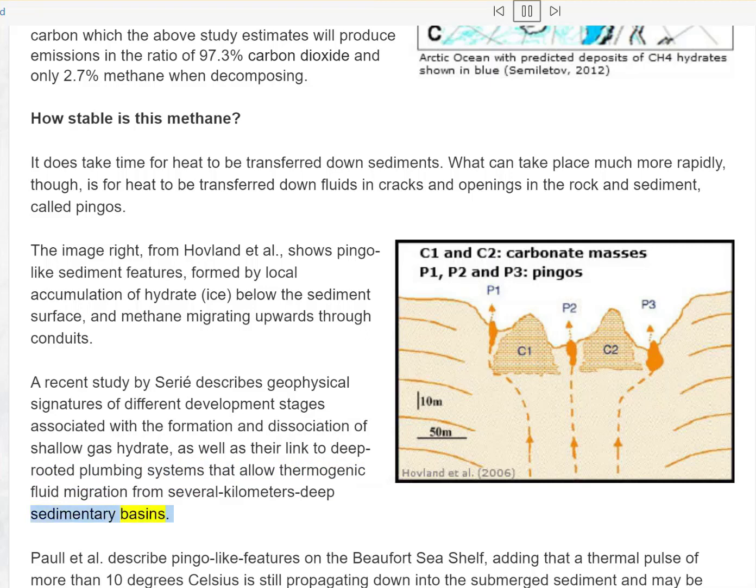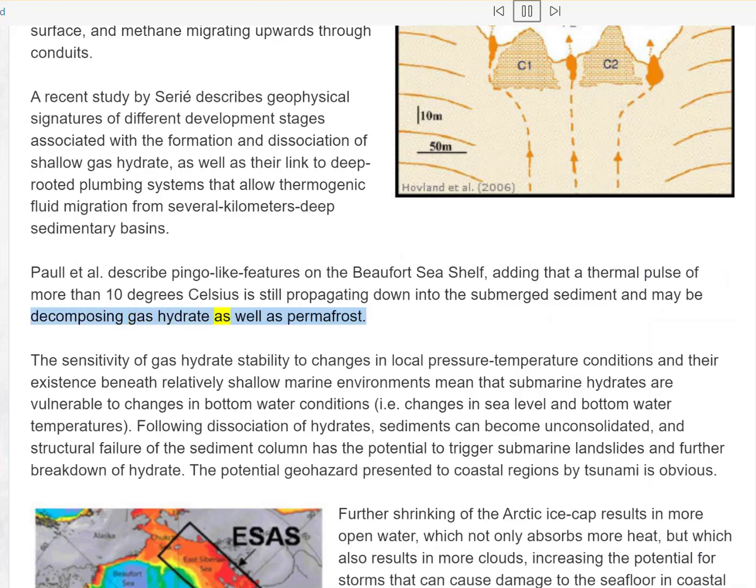Paull et al. describe pingo-like features on the Beaufort Sea shelf, adding that a thermal pulse of more than 10 degrees Celsius is still propagating down into the submerged sediment and may be decomposing gas hydrate as well as permafrost. The sensitivity of gas hydrate stability to changes in local pressure and temperature conditions and their existence beneath relatively shallow marine environments mean that submarine hydrates are vulnerable to changes in bottom water conditions, i.e. changes in sea level and bottom water temperatures.